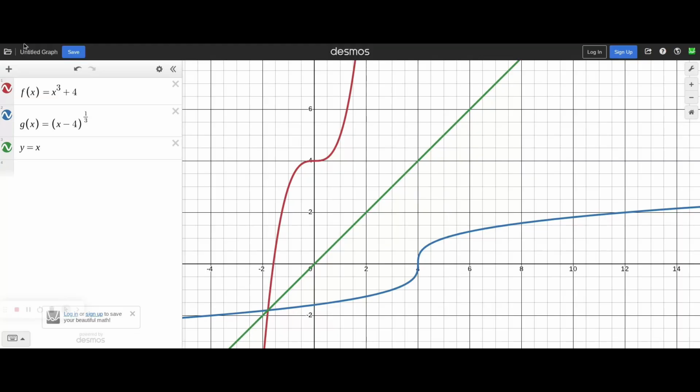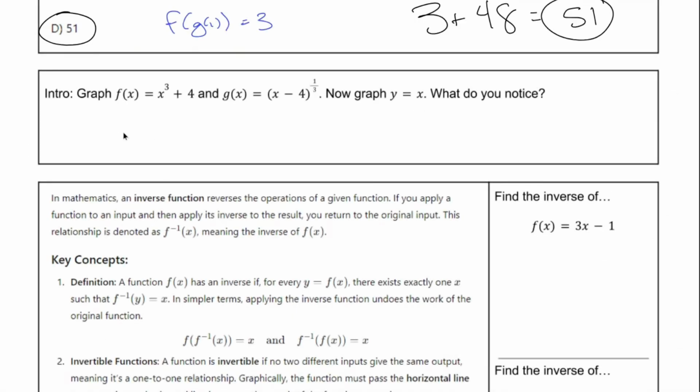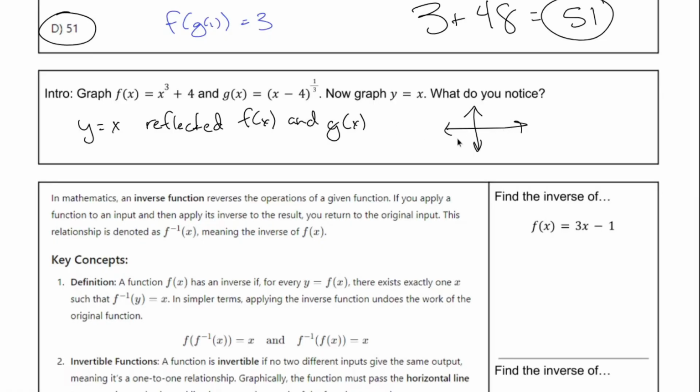Let's go back and write it out. What did we learn? We learned y equals x reflects f of x and g of x. Now, if you're wondering why, f of x and g of x are inverses of each other. And when you graph inverses of each other, the graphs are going to be mirror reflections over the line y equals x.